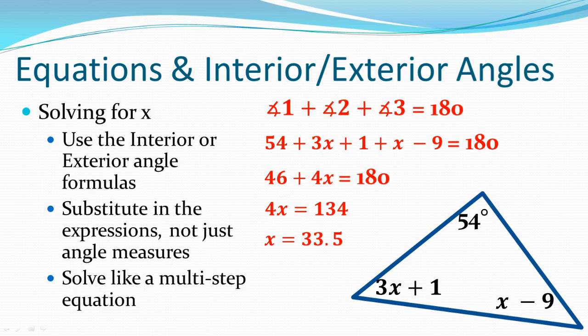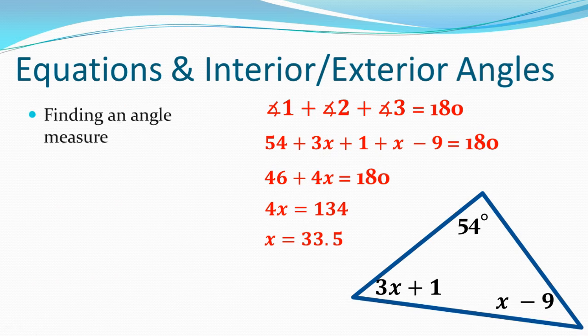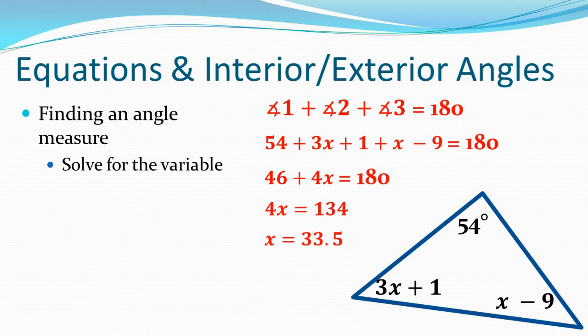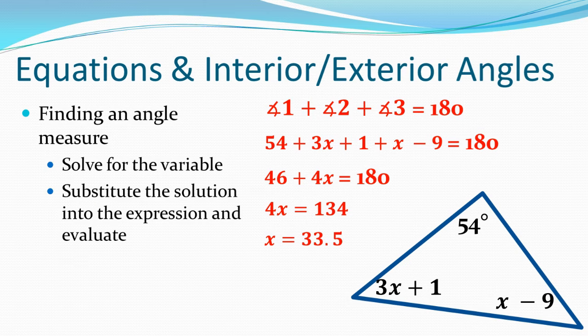If you're asked to find the angle measure, the first thing you need to do is solve for x, which in this case we've already done. We set up our equation by substituting the algebraic expressions and angle measures into the formula angle 1 plus angle 2 plus angle 3 equals 180. We combined like terms and solved. Once I have my variable solved, I have my solution. I can substitute the solution into the expression and evaluate.